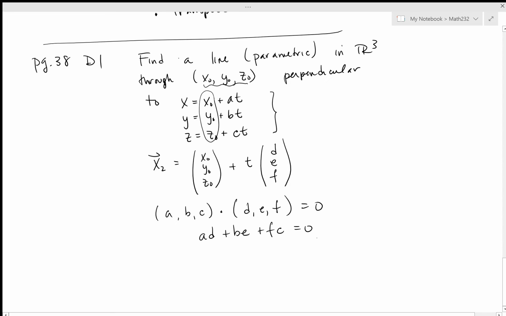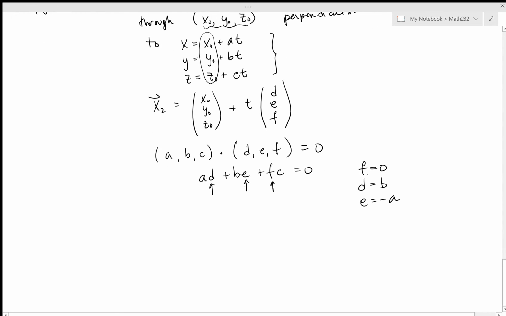Here's one choice. I need to identify what D, E, and F are in the vector I'm trying to find. So I'm going to just choose F equal to 0, D equal to B, and that would force E to be equal to minus A. That is what I'm going to end up with for the vector I'm looking for. You can put that in and make sure that this expression goes to 0. That means my vector will look like this: x naught, y naught. Here's a possibility.